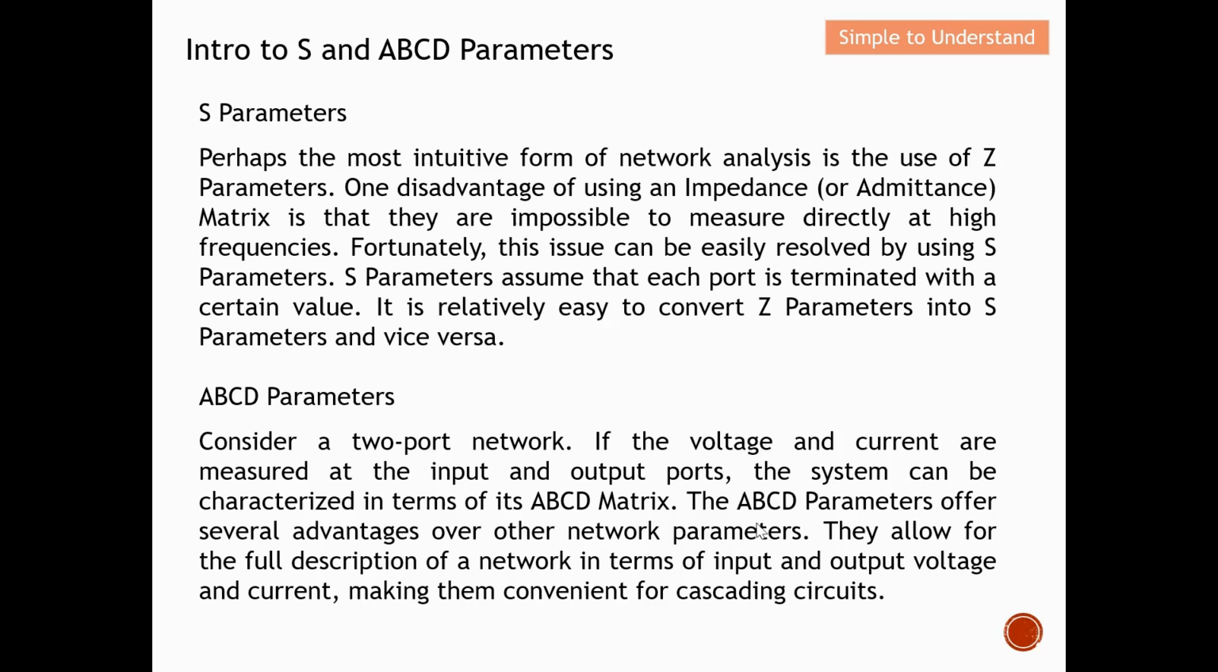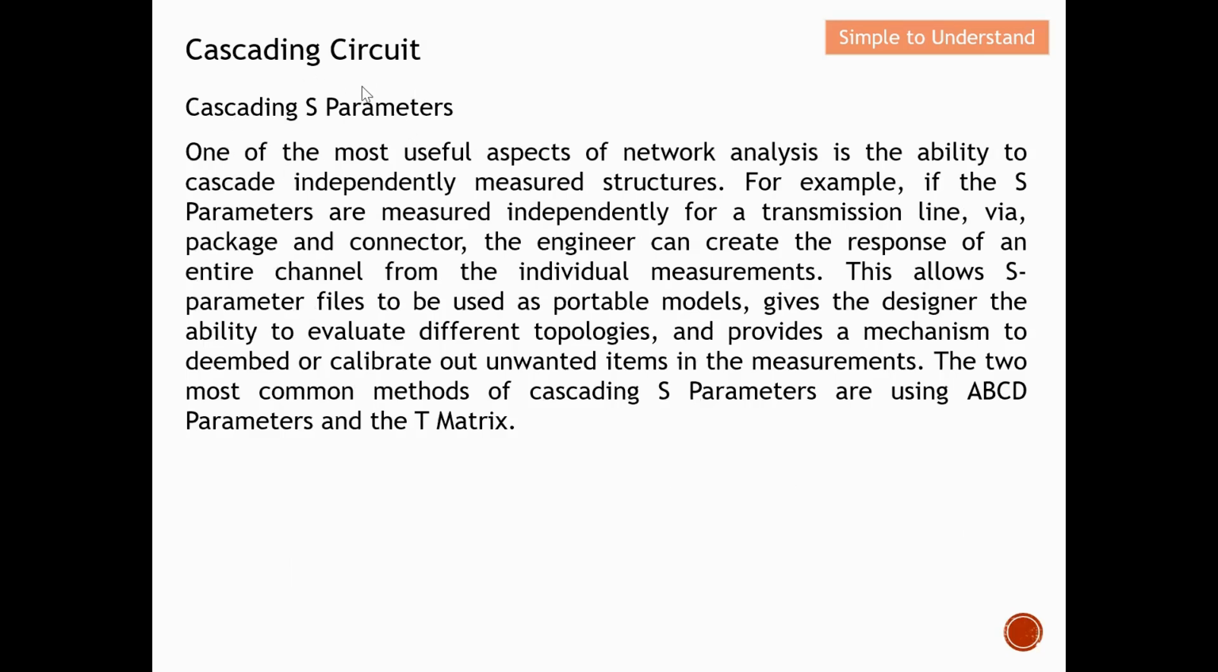The ABCD parameters offer several advantages over other network parameters. They allow for a full description of the network in terms of input and output voltage and also current, which makes them very convenient when we want to cascade a circuit. When we cascade S parameters, one of the most useful aspects of network analysis is the ability to cascade independent measured structures, which means that it is very frequent that we have individual parts or components that we need to cascade into one form of system in order to work.